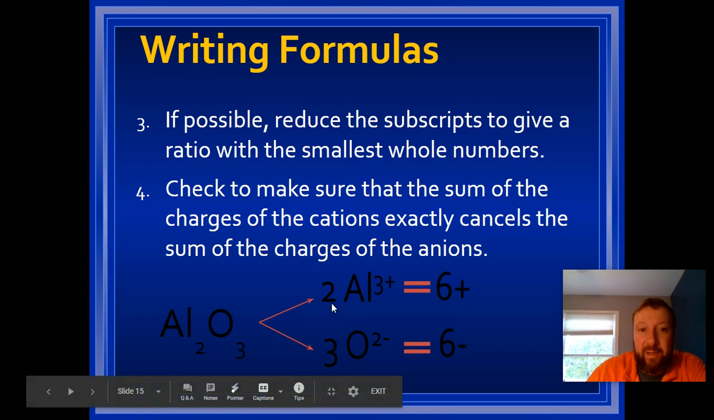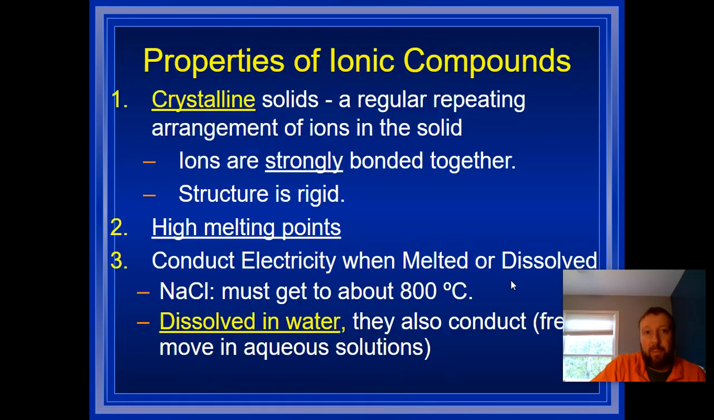But basically, if you have 2 aluminums that have 3 pluses, you get 6 plus total. If I have 3 oxygens with a 2 minus, multiply those together, you get 6 minus. They end up canceling each other out, which is what all ionic compounds do, because it ends up forming a crystal. So that's just the crisscross method, the easiest way of writing formulas.